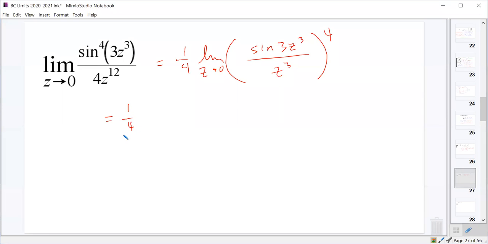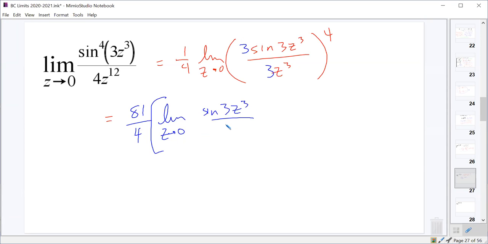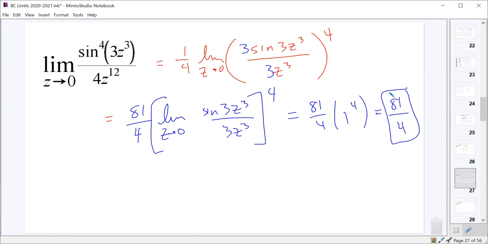And then, I'll write it in here actually. We need to put in a 3 and a 3, and that 3 comes out from the numerator as a 3 to the 4th, or 81/4, times the limit as z approaches 0. And I'll put all of that inside its brackets now of sine of 3z cubed over 3z cubed, all raised to the 4th power. So we got 81/4 times 1 to the 4th, or 81/4. Is that what you all got? Yep. Perfect. Anybody have any questions on that?